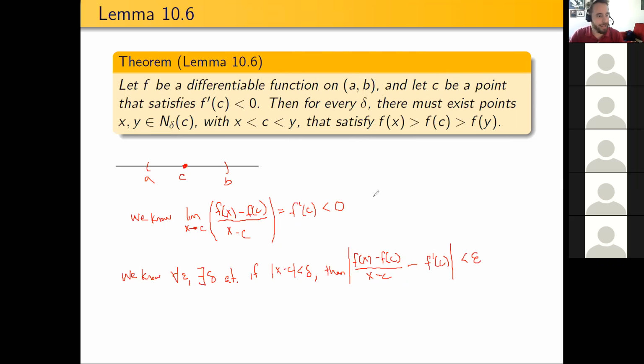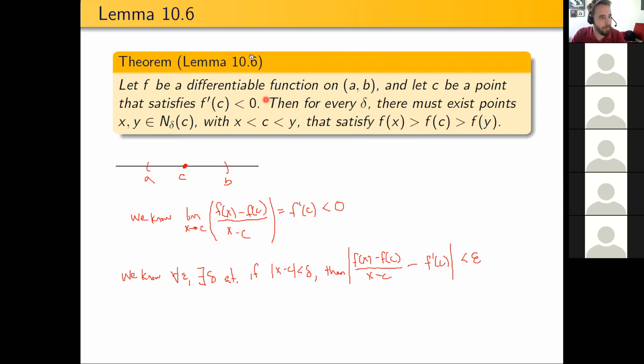But the key observation that we want to make here is that if this is true, so if f of x minus f of c over x minus c minus f prime of c is less than epsilon, then by choosing an appropriately small epsilon, we should be able to make f of x minus f of c over x minus c negative as well, right? So this number is negative. These two expressions are reasonably close to each other, within an epsilon's distance. So if this is negative and this is even smaller, then this piece will also have to be negative.